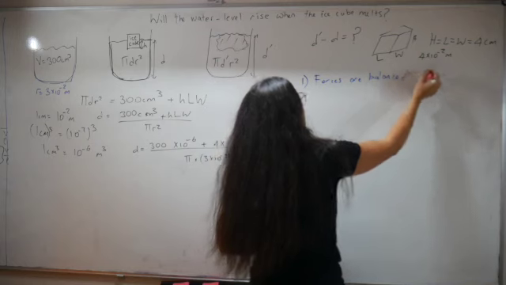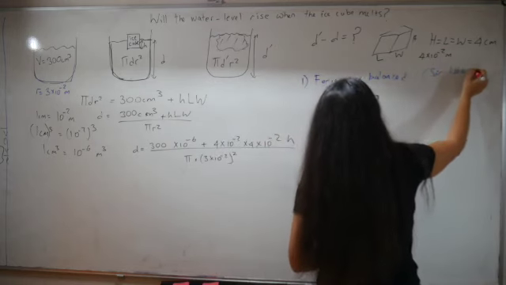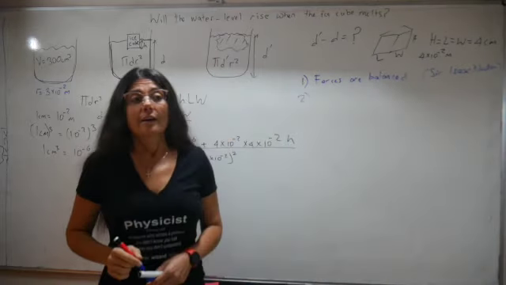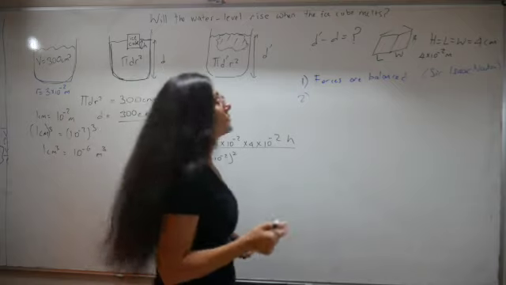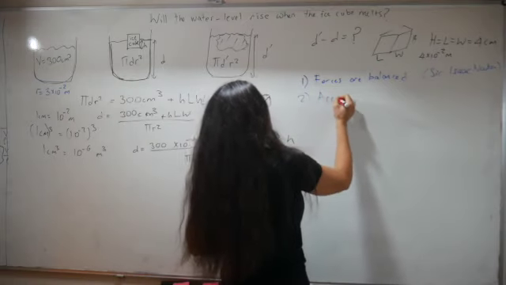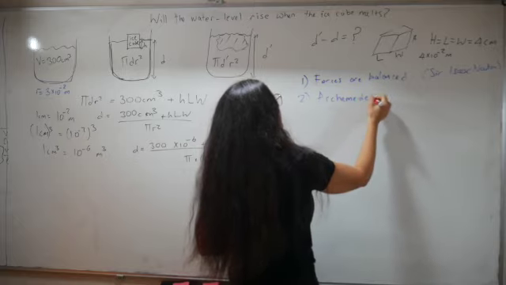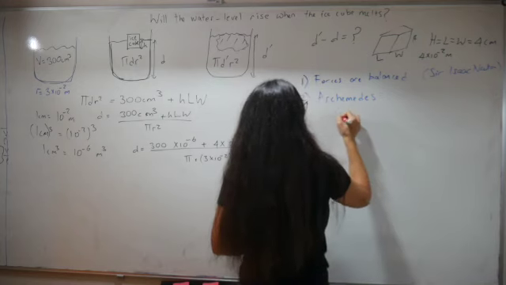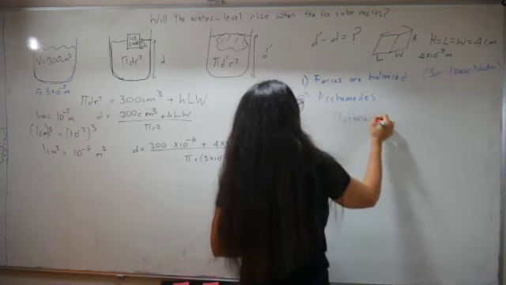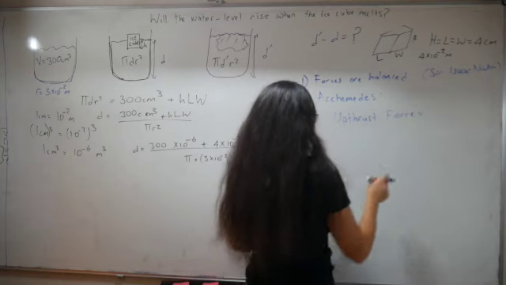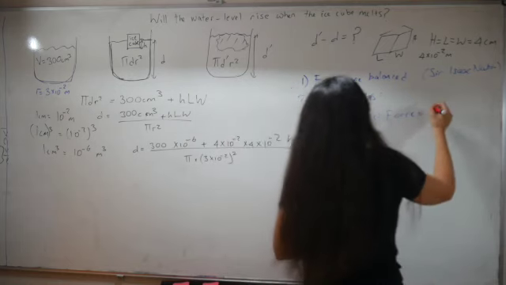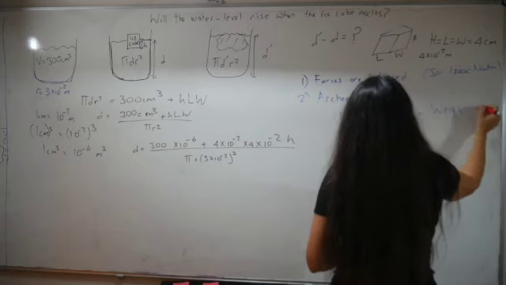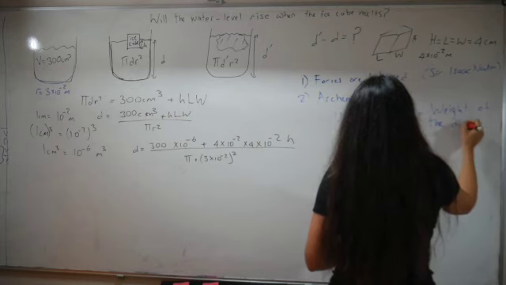And of course, that was Sir Isaac Newton. And the second one is Mr. Archimedes, who said that the upthrust force equals the weight of the displaced water.